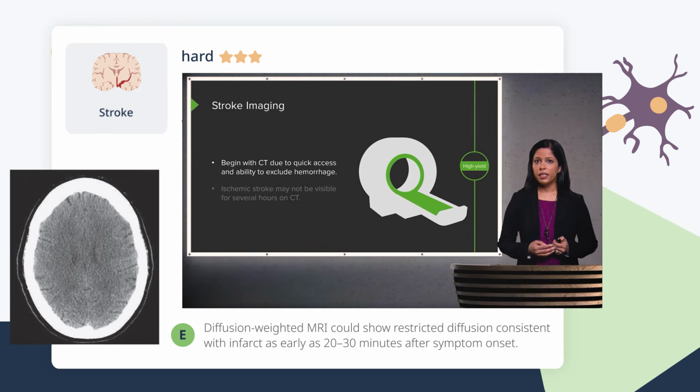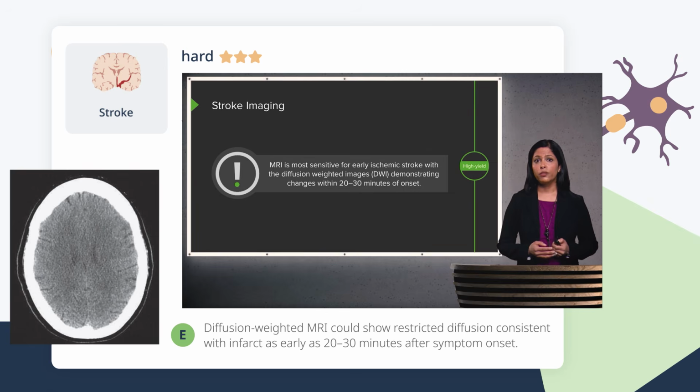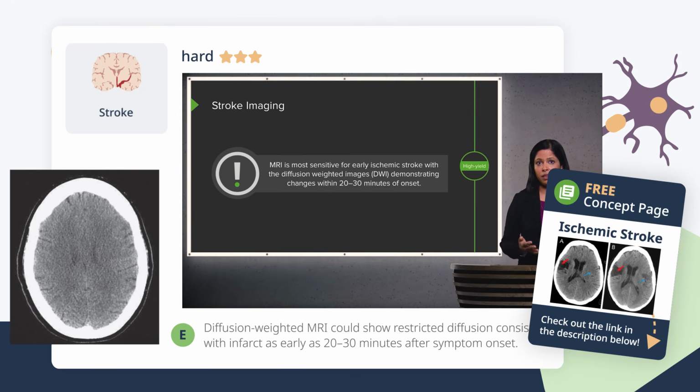So you want to begin with a CT scan of the head because of its quick access and the ability to exclude hemorrhage. Ischemic strokes, however, may not be visible on CT for several hours. MRI is actually the most sensitive examination for early ischemic stroke, and diffusion-weighted images are the ones that are the most useful. They demonstrate changes of an acute stroke within 20 to 30 minutes of onset. However, MRI can be hard to obtain and can be time-consuming. You don't want to waste those precious few minutes looking for an MRI. And this is why stroke imaging is usually held off only for patients looking for secondary signs of stroke.